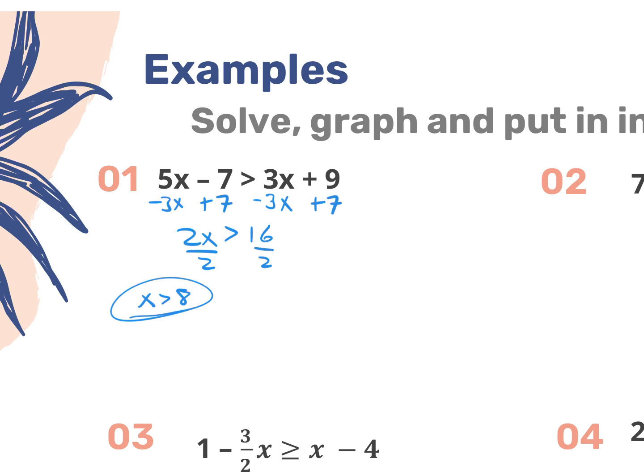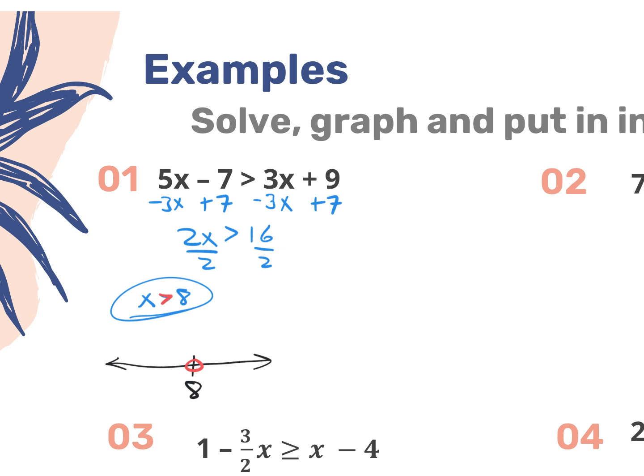Now to write our answer in a graph, let me just draw a little number line. And if we have a value here at 8, well, first, are we going to have an open or a closed circle? This one's going to be an open circle. It's a strict inequality.